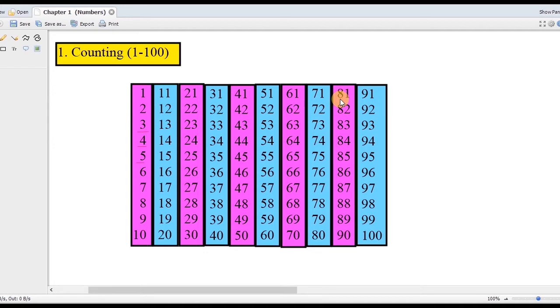Next column is the 80s. 81, 82, 83, 84, 85, 86, 87, 88, 89, 90. And the last column after that will reach up to 100. 91, 92, 93, 94, 95, 96, 97, 98, 99, and 100. You can call it 100 or one hundred. Yay, bingo! So we have learned counting from 1 to 100.